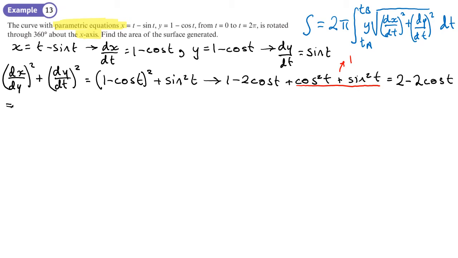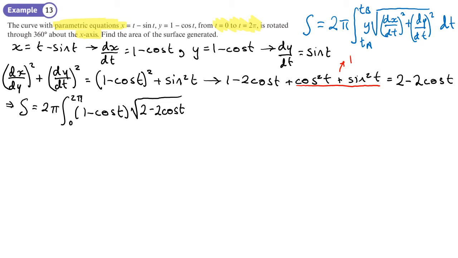Right, so if I substitute in what I've got so far, the limits I have, which are here, 0 and 2 pi, so I'll put those in. And then we're going to have y, which is 1 minus cos t, and that's going to get multiplied by the square root of 2 minus 2 cos t. Now the problem is, I can see a problem already, I can't square root this, so I'm going to have to use a trig identity.